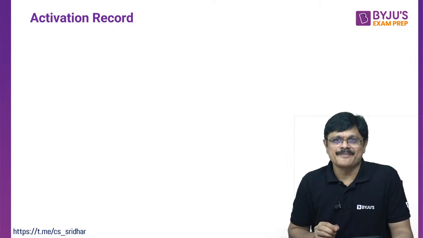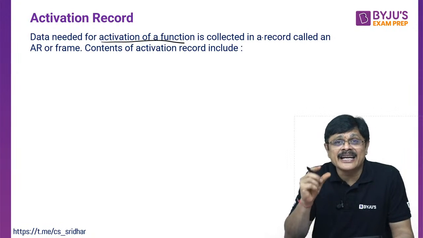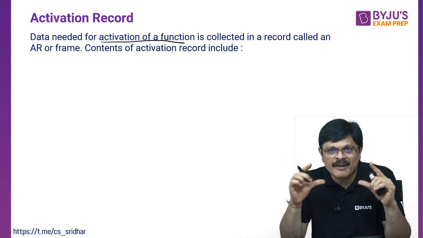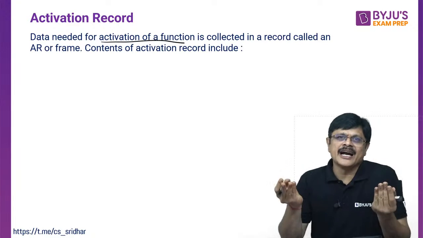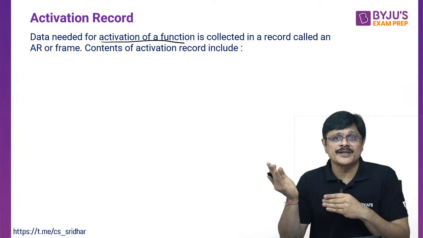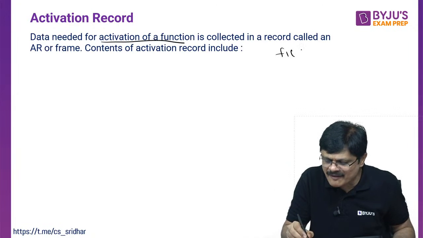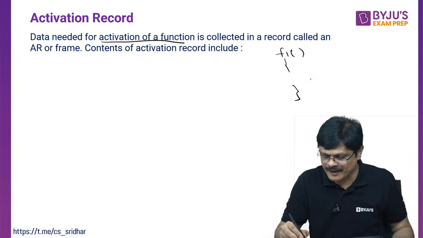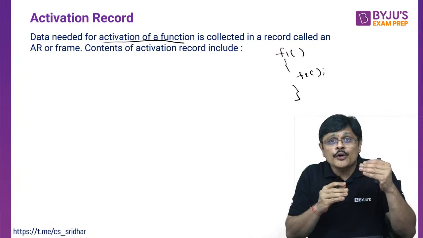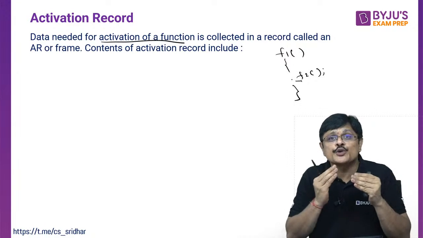Now, activation record. My dear friends, data needed for activation of a function is collected in a record. That is, you want to activate or call a particular function. Whenever you call a function, whatever data is needed for that, such as arguments you are sending to it, and that function may be calling some other function. For example, I have a function F1, and suppose it is calling F2. When it is calling F2, you should store the machine status at that point and the return address, meaning after completing the work, where you should come back. All that is to be stored, my dear friends.